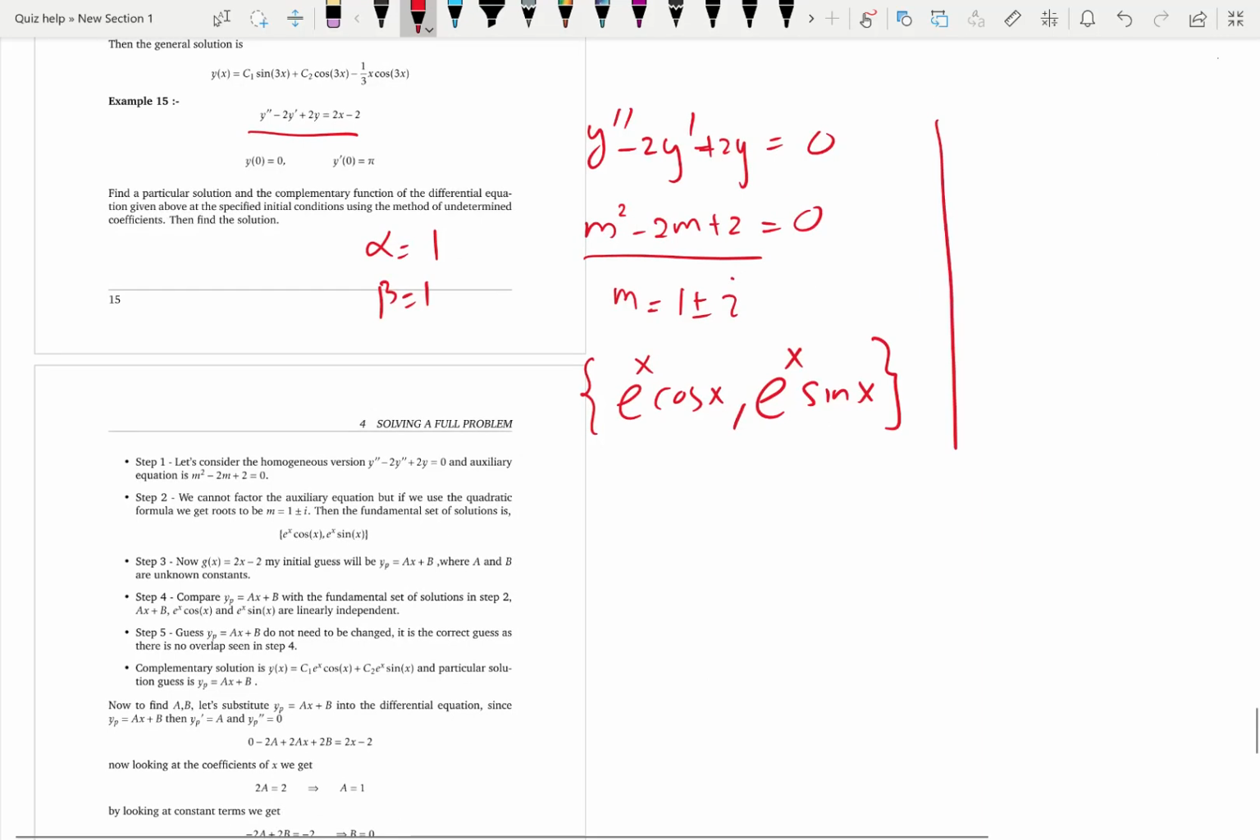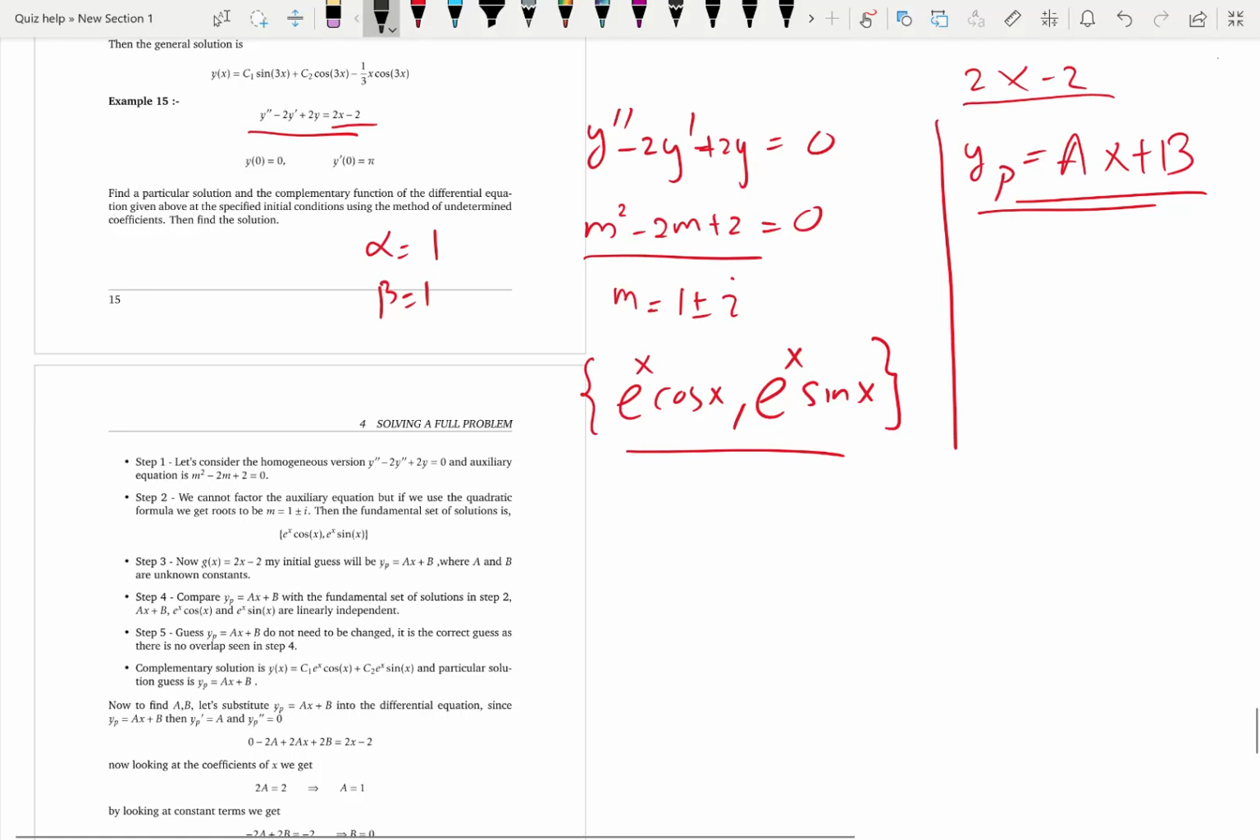Now we look at the right hand side. So it's 2x minus 2. So what will be your first guess? This is a linear function. So my guess will be ax plus b. Now do we have an overlap with the initial guess? No, right? We have completely three different functions. So we can stick with this initial guess.